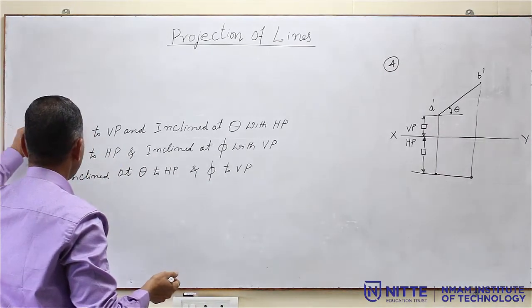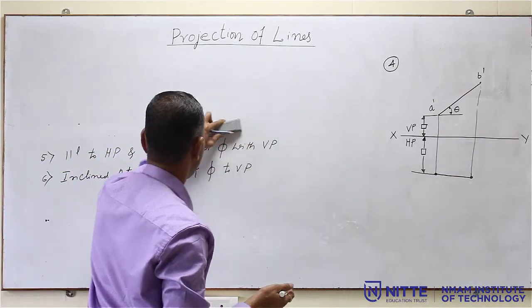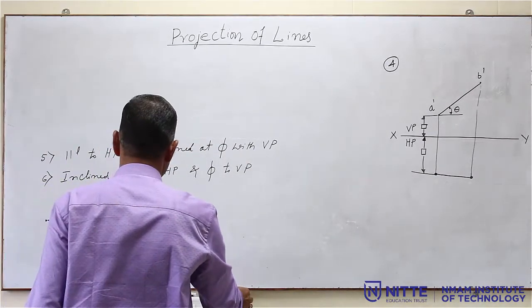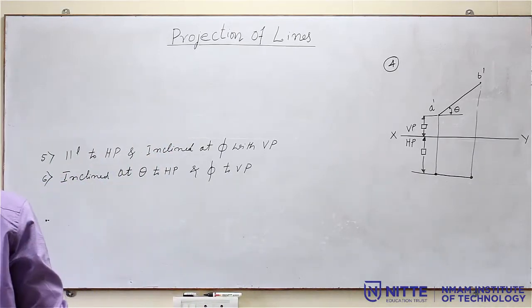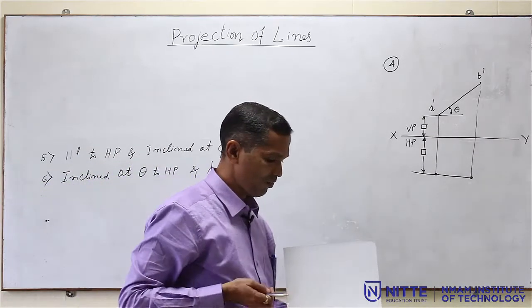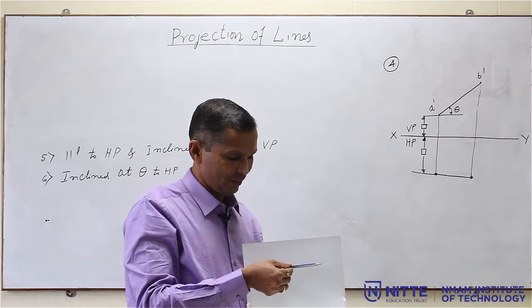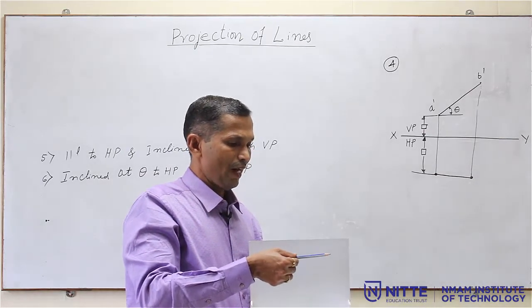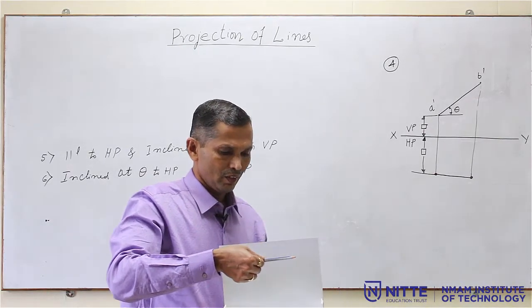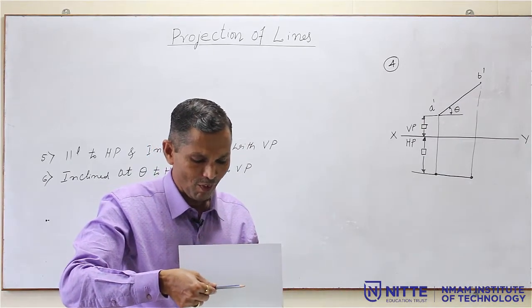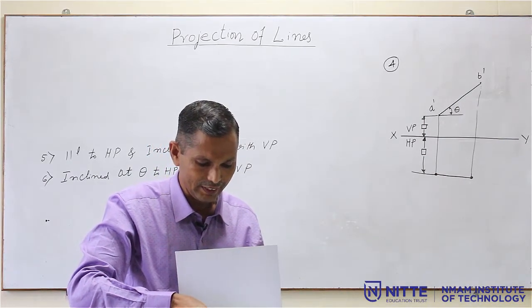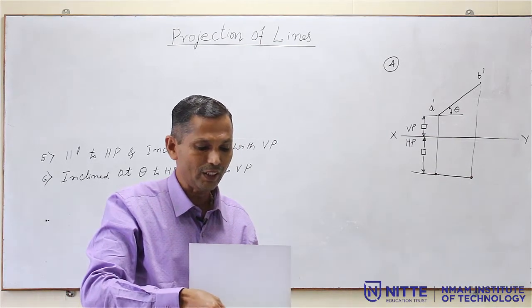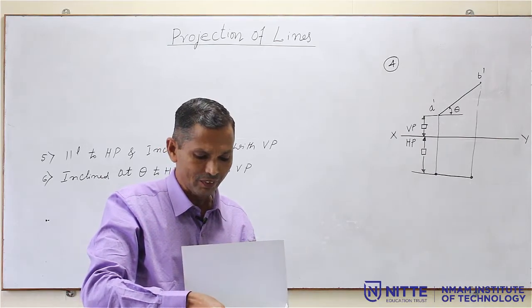Now, I will move to case number 5. What is case number 5? Parallel to HP and inclined to VP at an angle of phi like this. Now, if you see the top view, what is the top view of this? Top view is a line like this because it is parallel to HP. That is why we are going to get the true length, the actual length, on the horizontal plane.